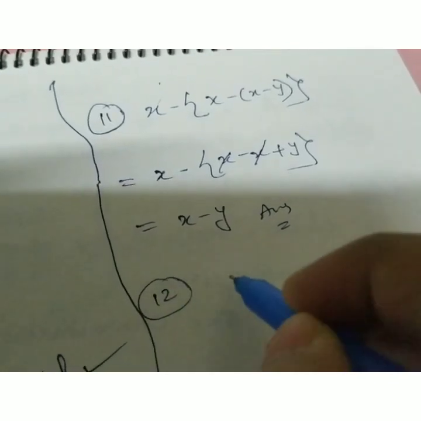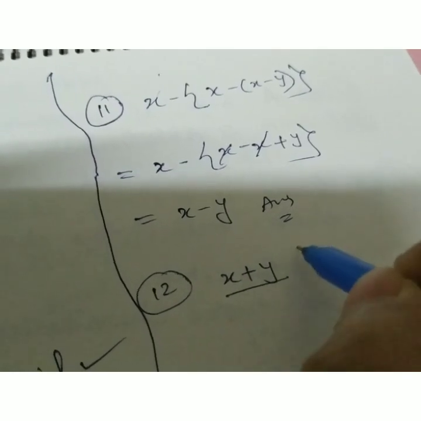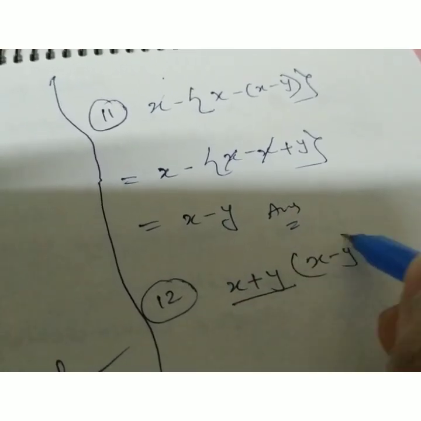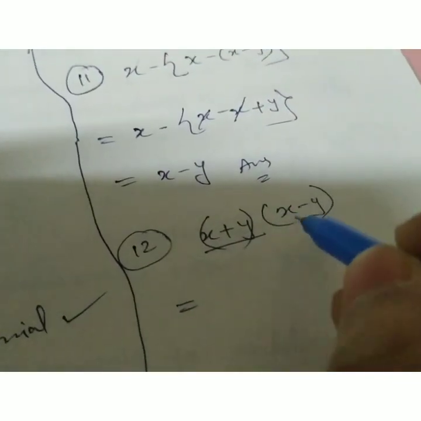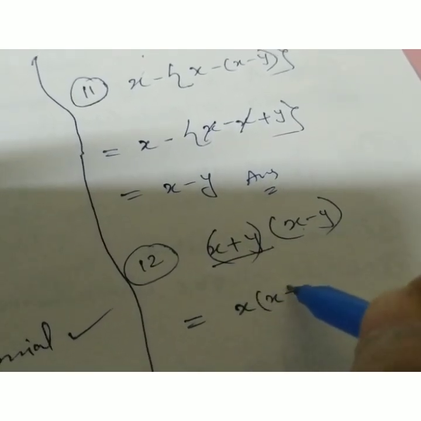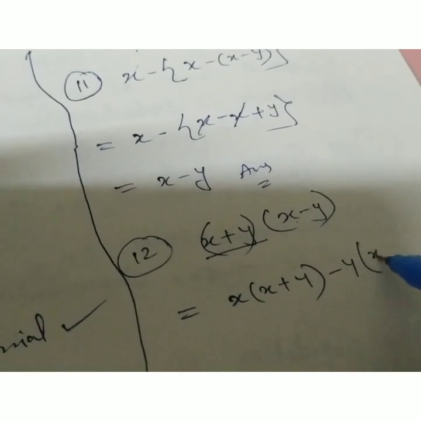And in 12, we need to find out the product of the two expressions. So this is the first expression, this is the second expression which we got after simplifying. So product means multiplication. So how do we multiply? With x we multiply this whole, x into (x plus y), then minus y into (x plus y).